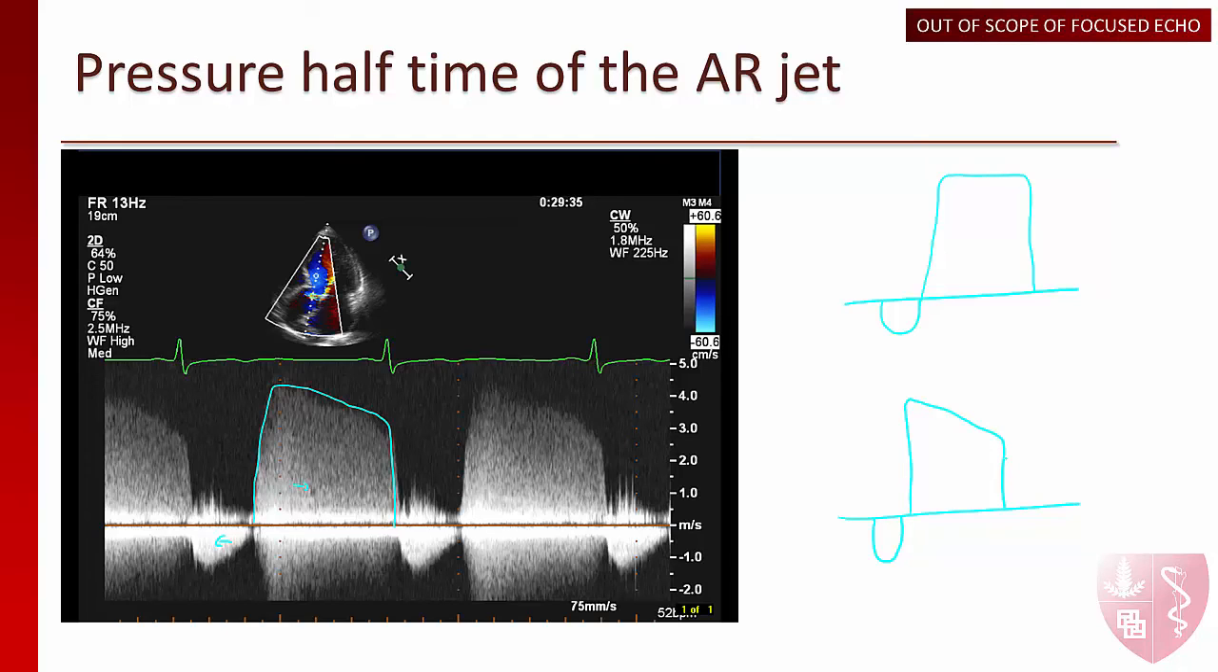So then you will look at the speed of the deceleration and the time it takes for the pressure to decrease by half. And this is called the pressure half time. The steeper it will be, the more regurgitation you will have.